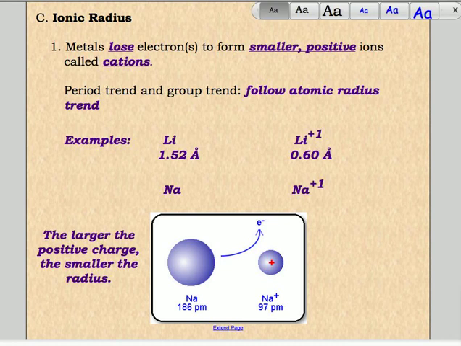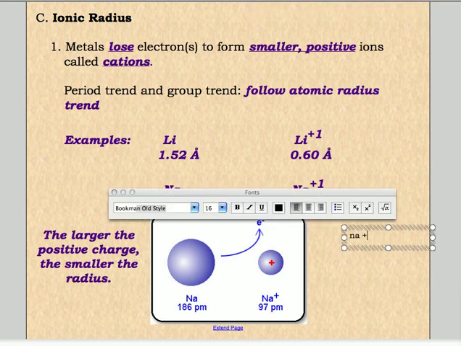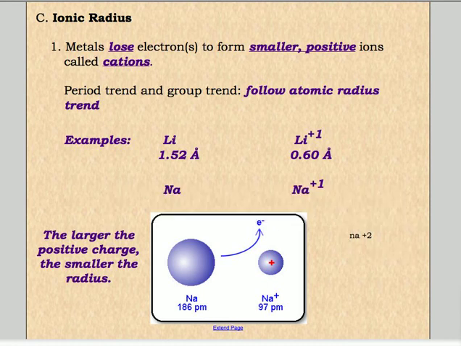So like if I went to sodium plus 2, I would be even smaller than the 97. So like I went from 186 to 97. If I did another one, I would get even smaller here. But the big thing here is just to know that for metals, you're getting much smaller as you go.